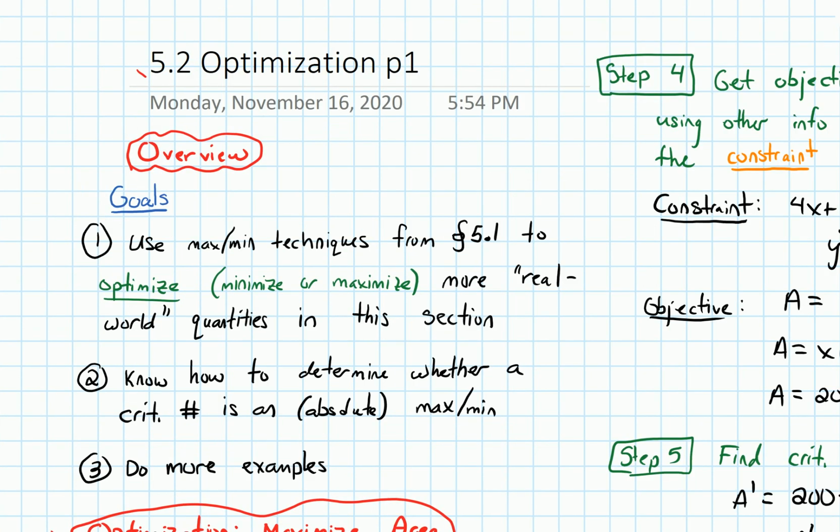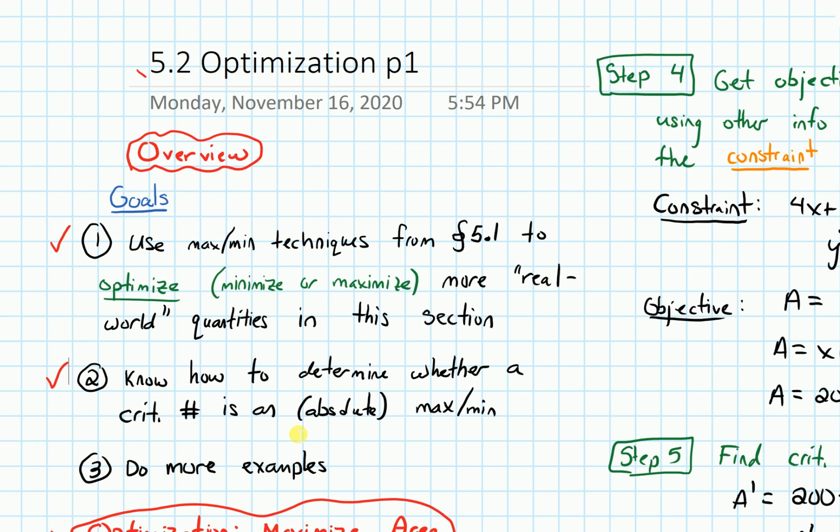All right, so this was a long video, but in terms of our goals for this one, we've talked about how we can use our techniques for maxes and mins from section 5.1 to maximize or minimize things. Another way to say that is to optimize things. A lot of the examples we're going to be looking at are word problem examples. And we've talked about how to determine whether a critical number is an absolute max or min. That was the last step about testing them.